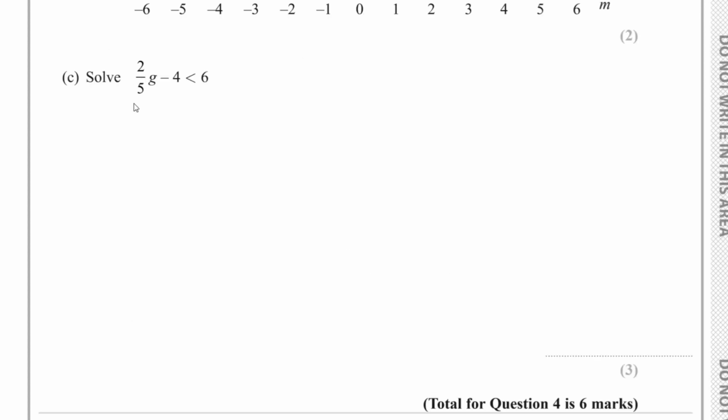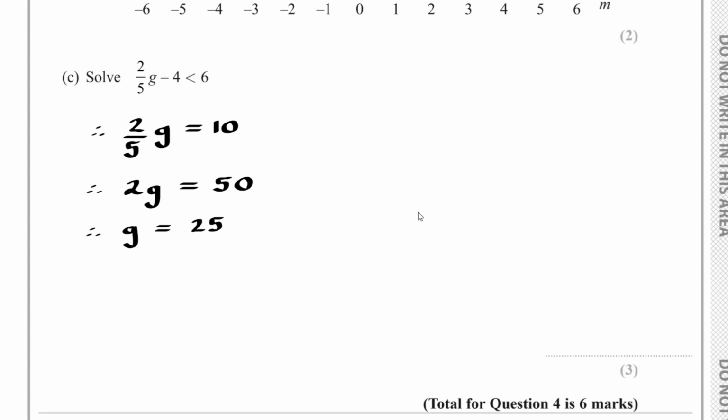Part C, solve 2 over 5 g subtract 4 is less than 6. Our first step is to add 4 to both sides. That leaves us with 2/5 g equals 10. If I multiply both sides by 5, we have 2g equals 50, and if I divide both sides by 2, you will find g to equal 25.